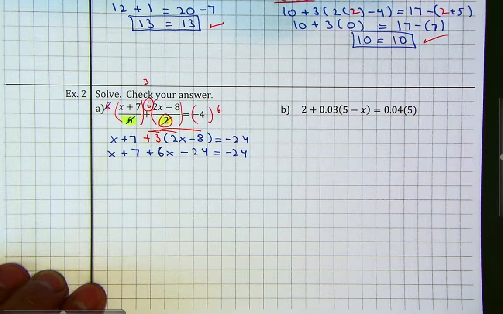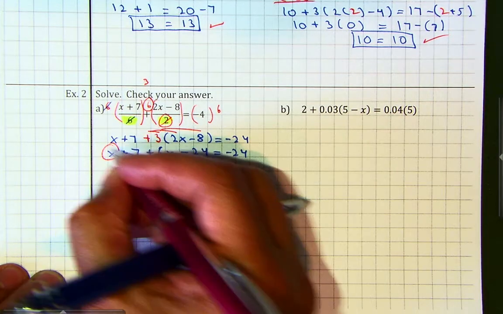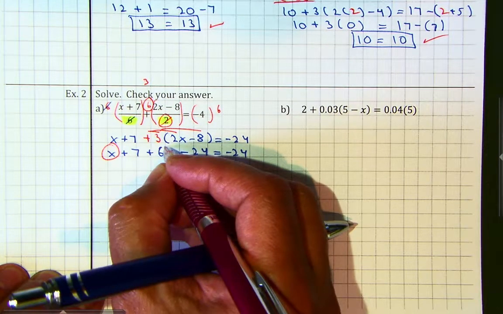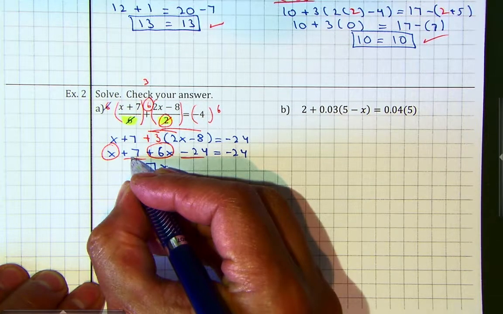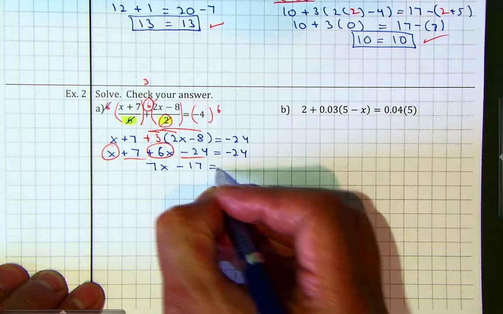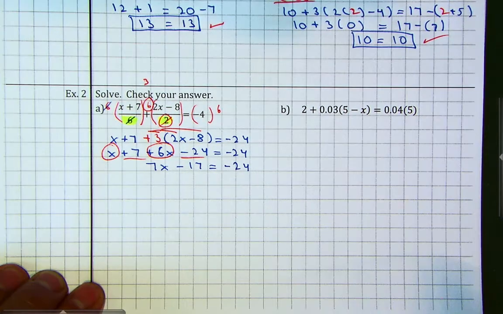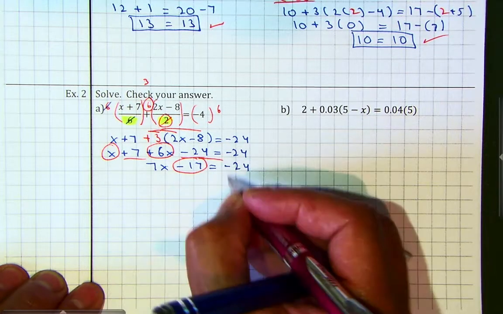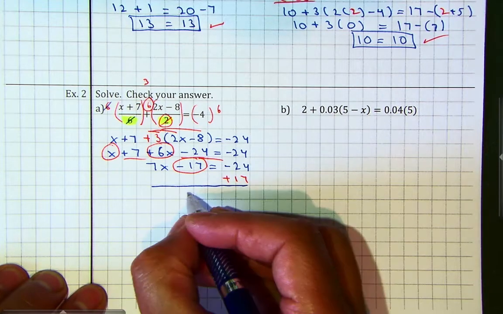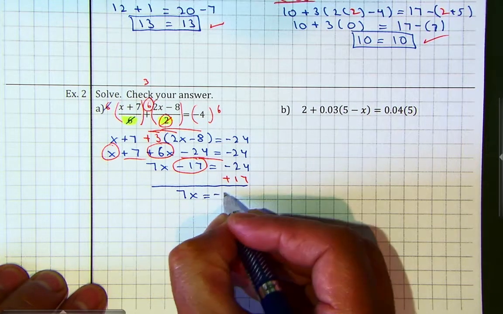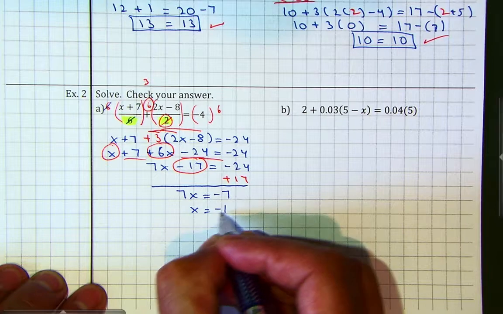Before I start adding things on both sides, I'm going to combine like terms. So that gives me a 7x. 7 minus 24 gives me negative 17 equals negative 24. Plus 17 on both sides, or I can just move this to the right because it's positive 17. That gives me 7x equals negative 7. So therefore x equals negative 1.